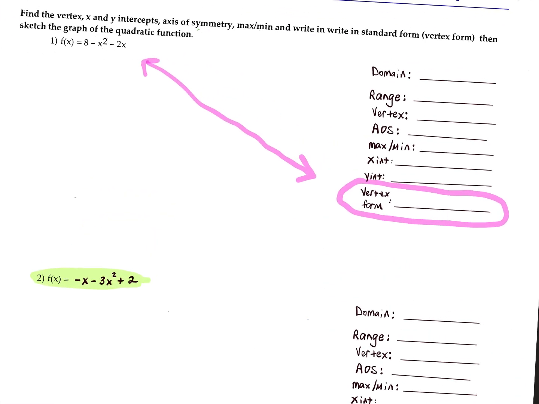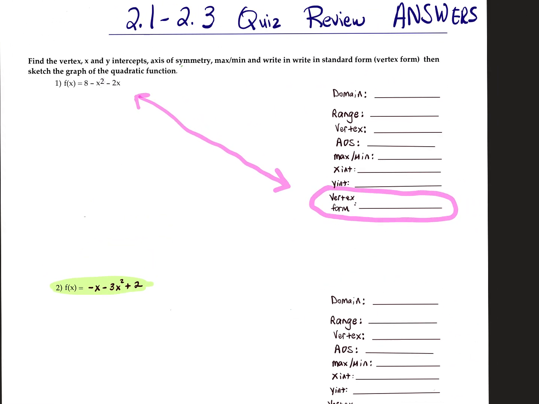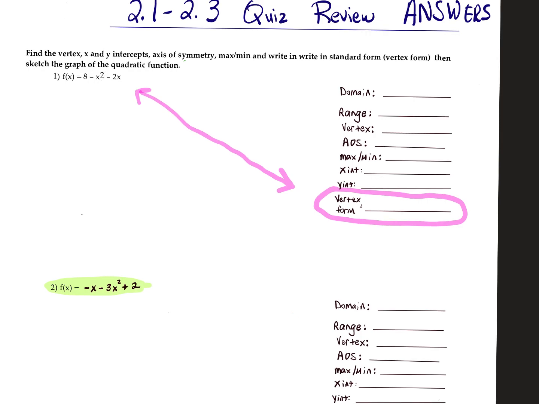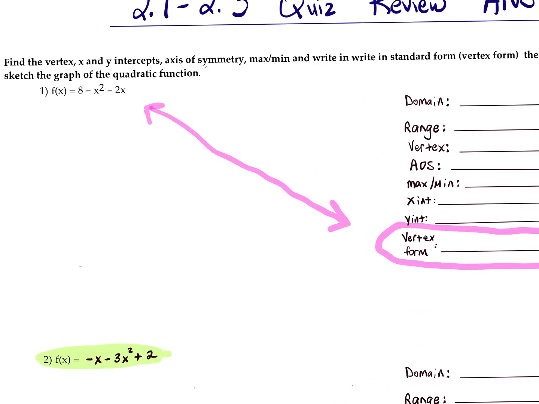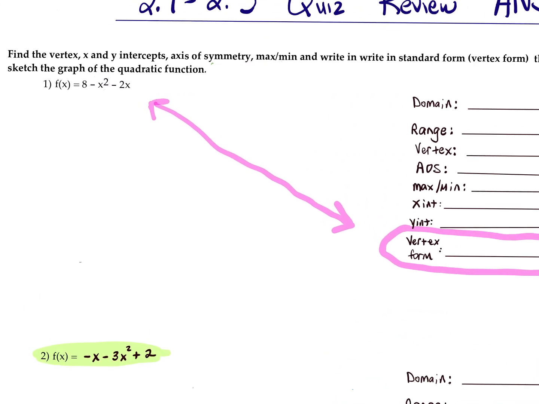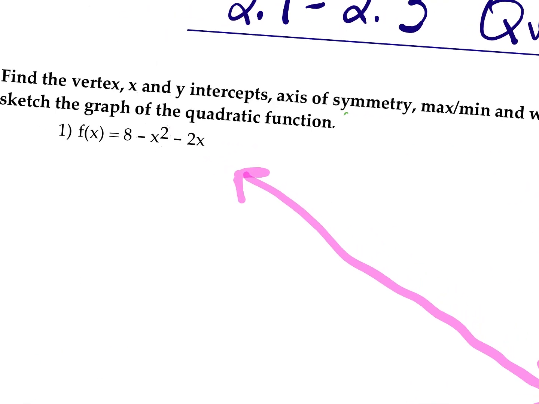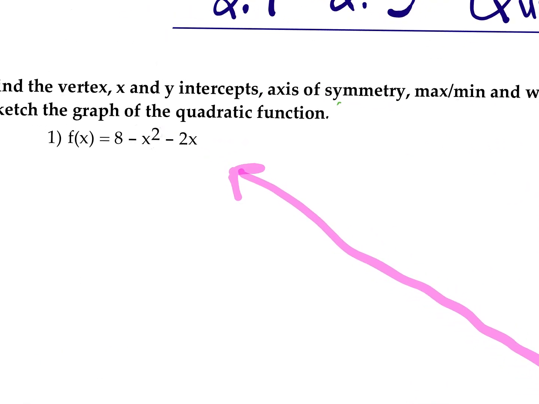Okay, so if you look at number 1, I'm going to do number 2, exactly how it's stated, all the highlighted ones. But if you look at number 1, if you're given an equation in what's considered standard form, or you're going to put it in standard form, right? And you're going to go to vertex form.